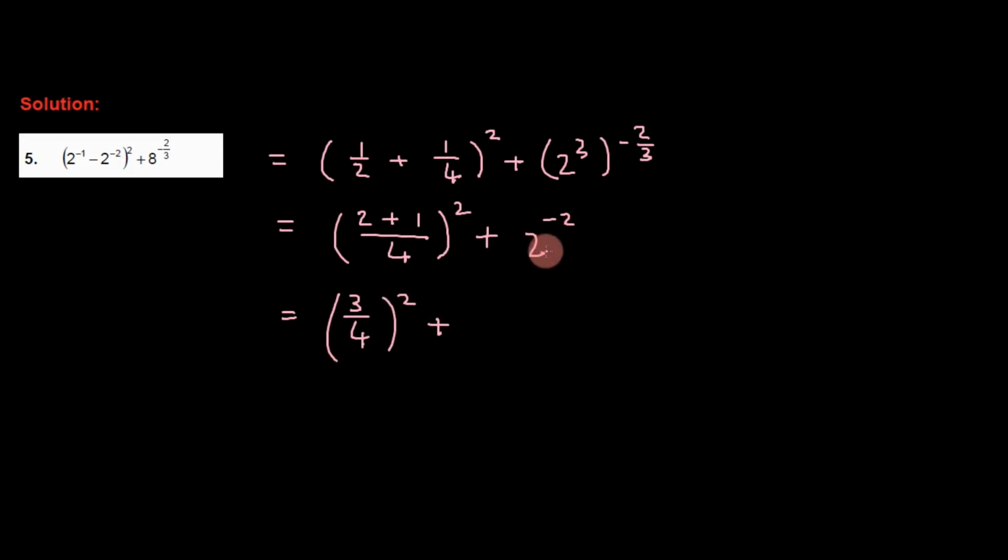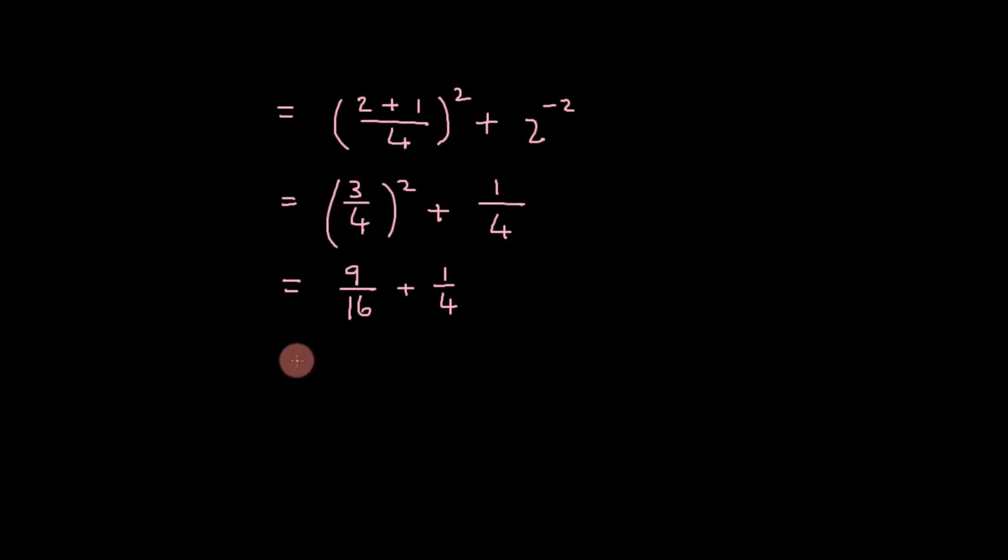And we can write this with a positive power as 1 over 2 squared, or 1 over 4. Now we can apply the power to both the numerator and the denominator. So we have 3 squared, which is 9, over 4 squared, which is 16. Then finally, writing everything as one fraction, the LCD is 16. 16 into 16 once times the top. 4 into 16 4 times the top. So our final answer then is 13 over 16.